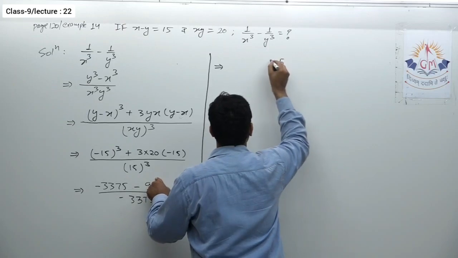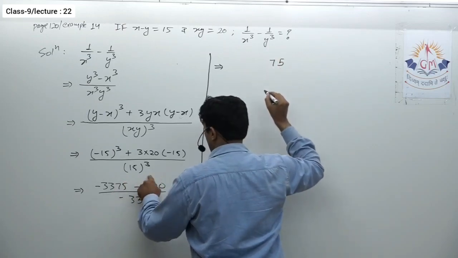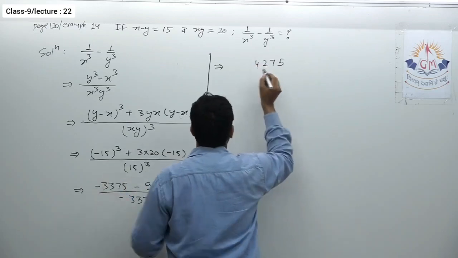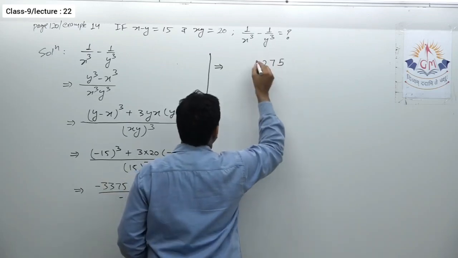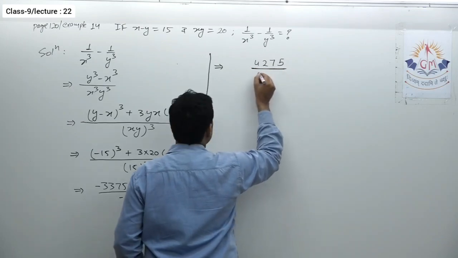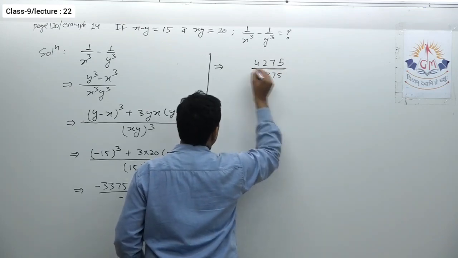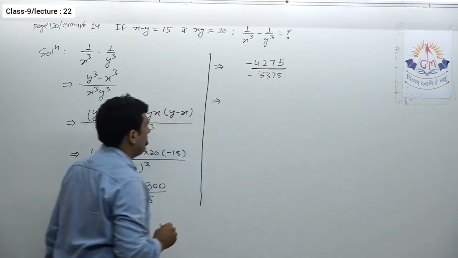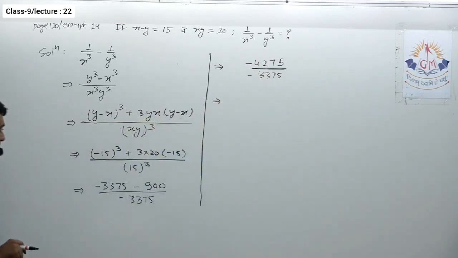7 plus 0, that is 7. 3 plus 9, that is 12, 2 carry 1. 3 plus 1, 4. So 4275 upon 3375. Here it is negative, here again it is negative. So try to simplify and try to get the final answer.